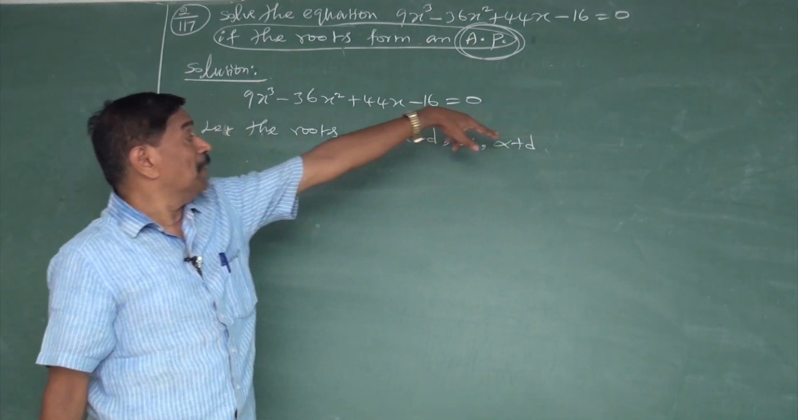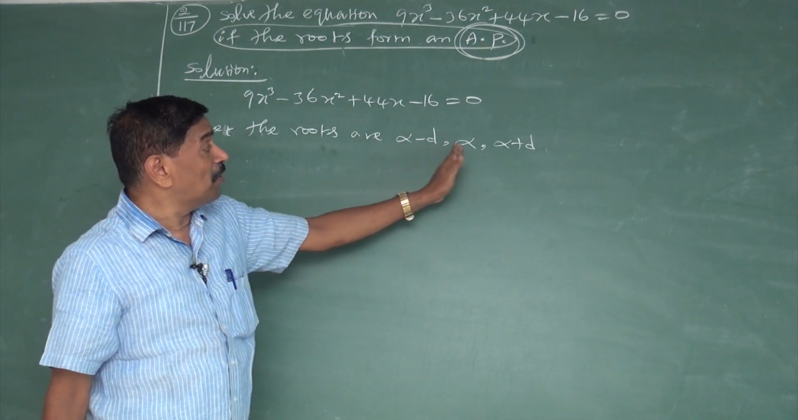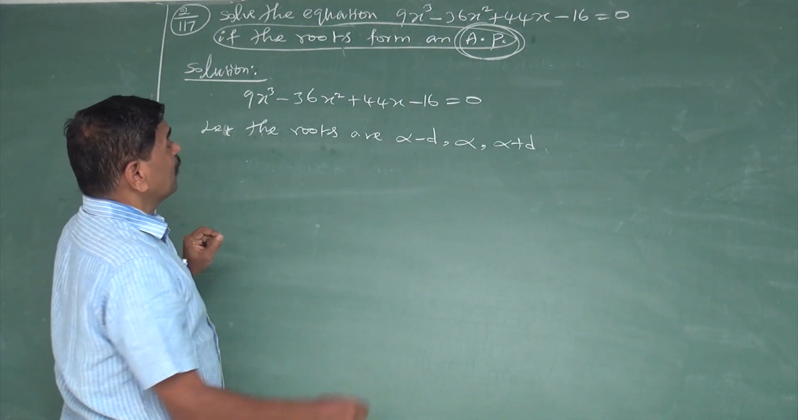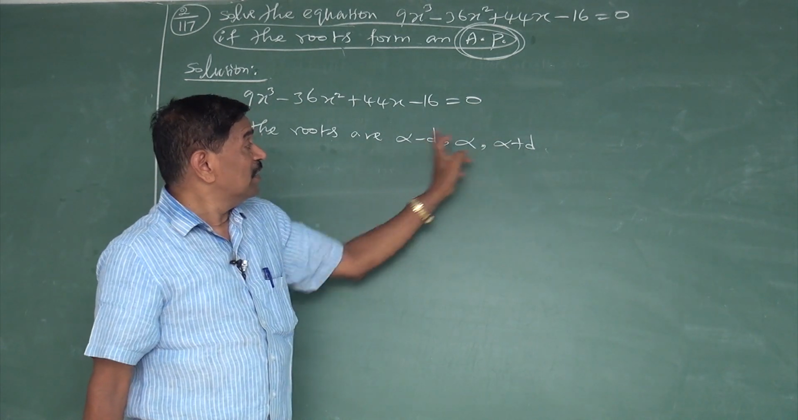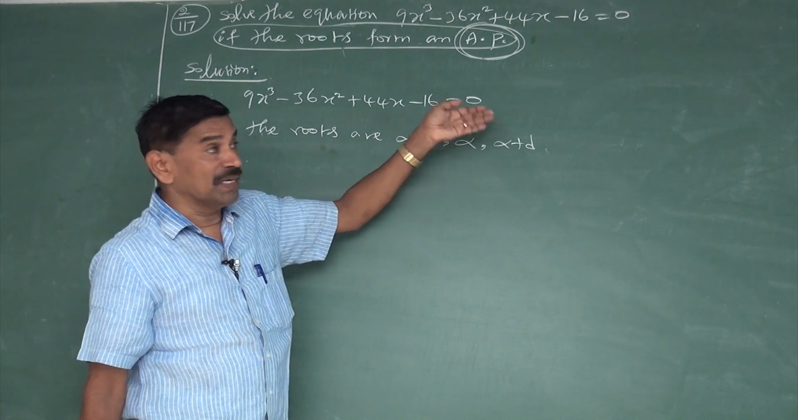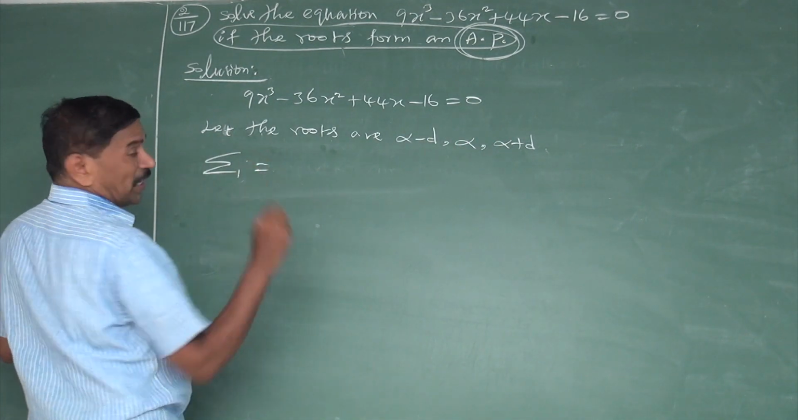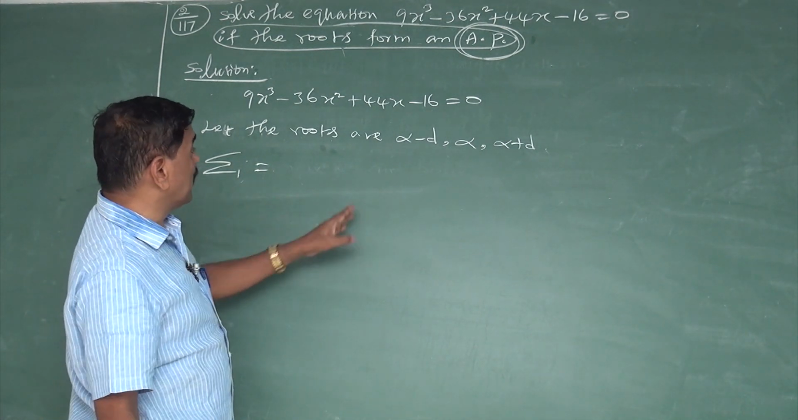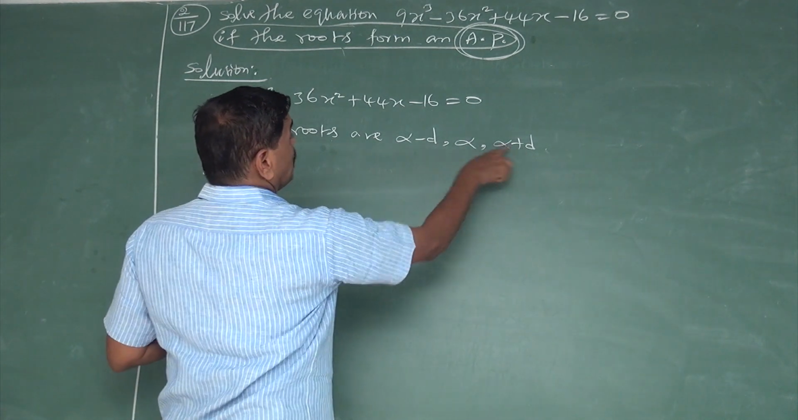Any 3 terms in an AP will be of the form a minus d, that is alpha minus d, alpha, alpha plus d. Now, while finding the sum, minus d plus d cancel, so your answer is 3 alpha. Let us find the sum of all the roots, that is sigma 1. Sigma 1 is the sum of the roots taken one at a time. What will be your answer? Very good, 3 alpha, because plus d minus d cancel.